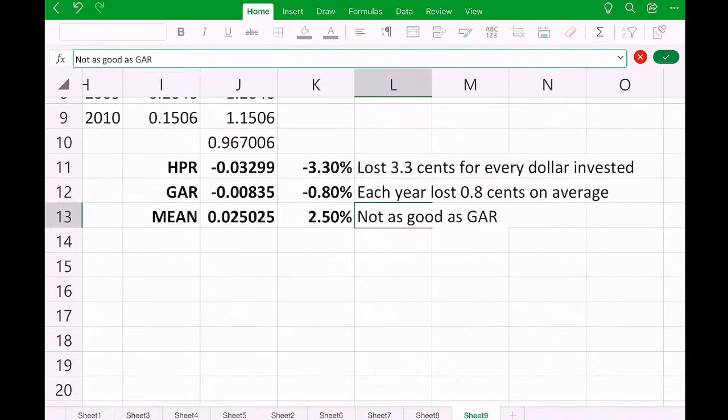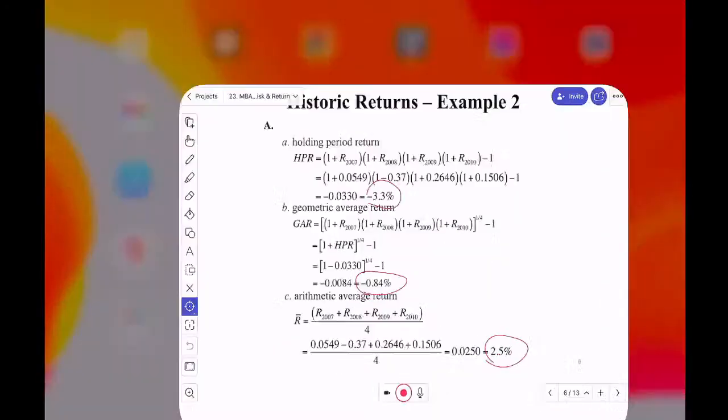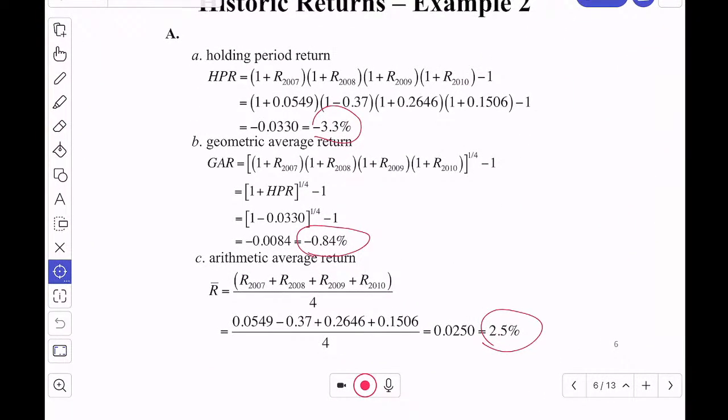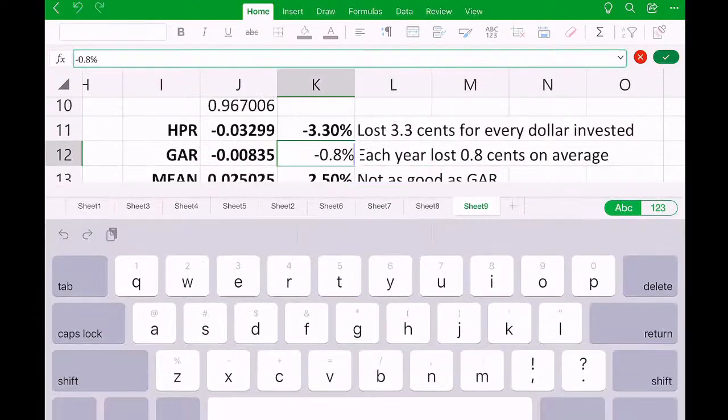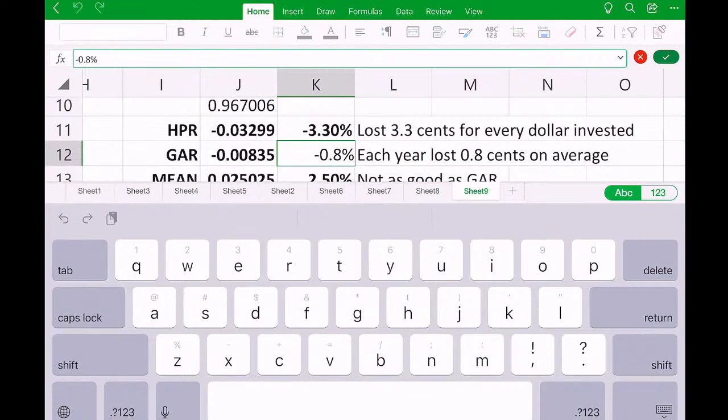Okay. So let me see if I made a mistake. Yeah, 8.4. It was negative 0.84%. It's a loss. I can write it as 8.4 so it looks like the notes.